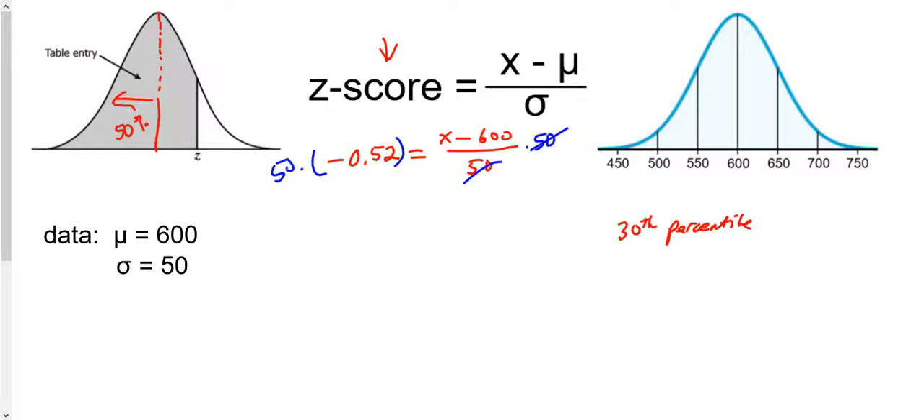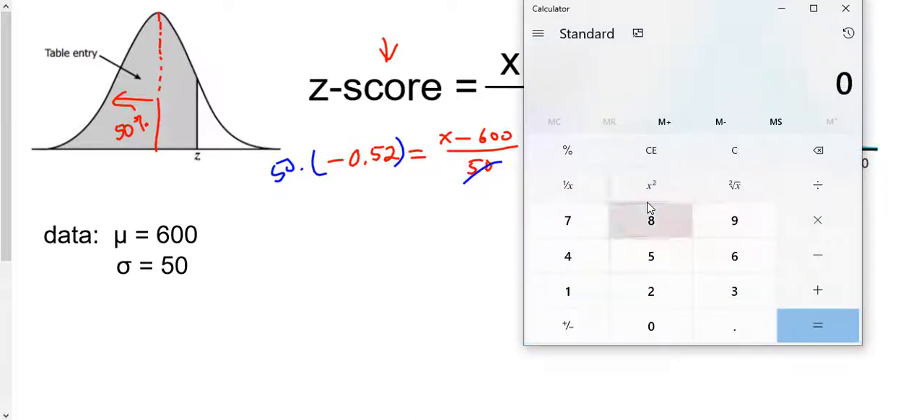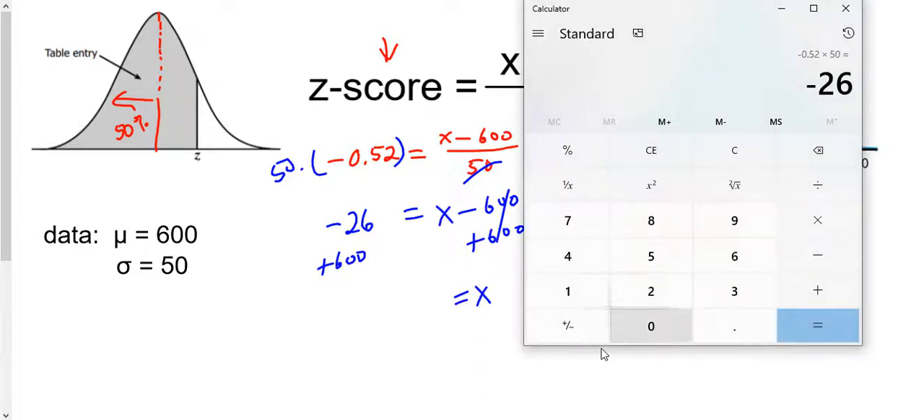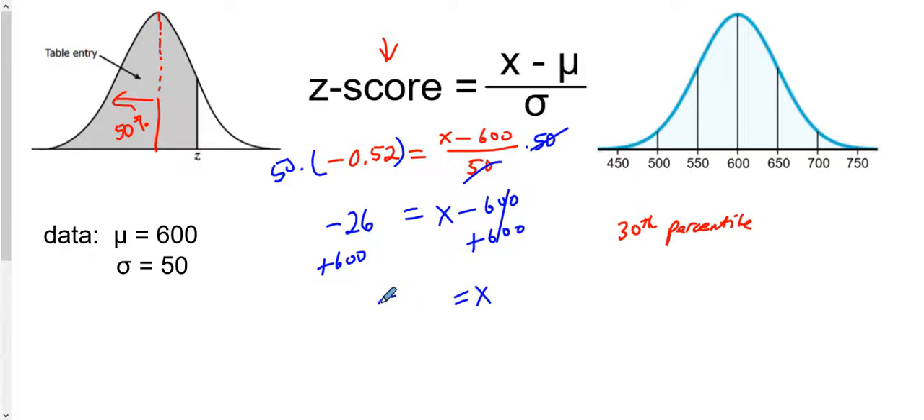All right, get our calculator out. We've got negative 0.52 times 50. That gives us negative 26 equals x minus 600, because that's all that's left over here. So then we're going to have to add 600. And x equals negative 26 plus 600, and we get 574.